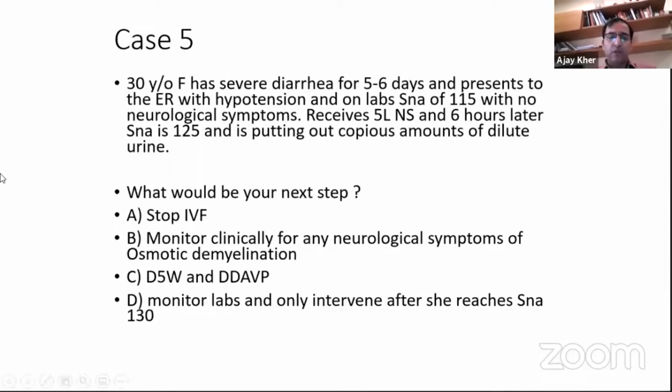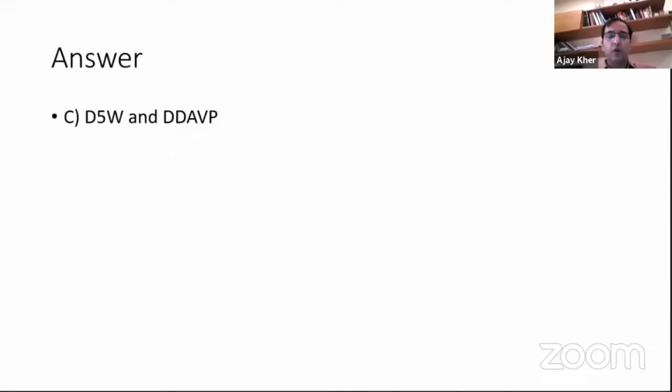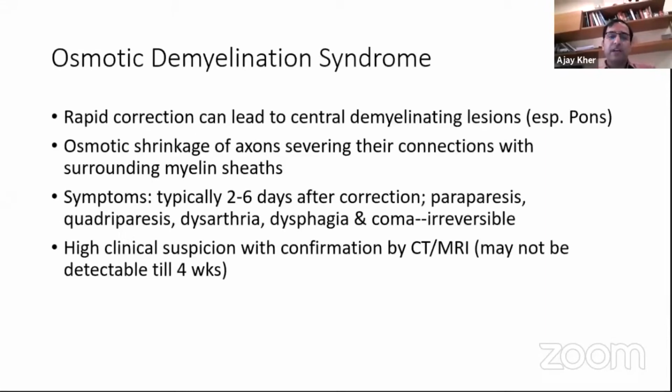Stop the IV fluid, monitor clinically for osmotic demyelination, give D5 and DDAVP, or monitor labs and only intervene after she reaches a serum sodium of 130. So the answer is that you would want to start D5 and DDAVP and do something called re-lowering for someone who has had rapid correction.